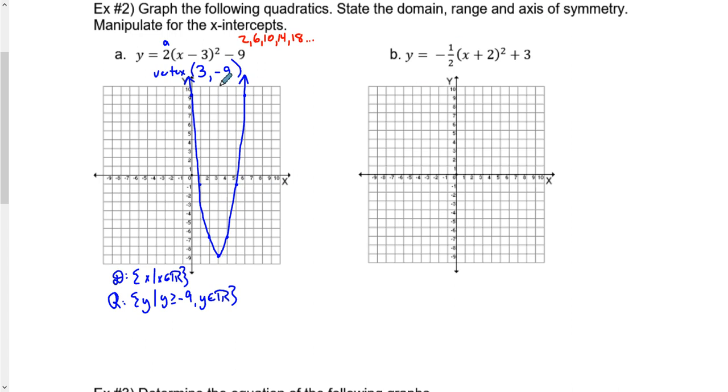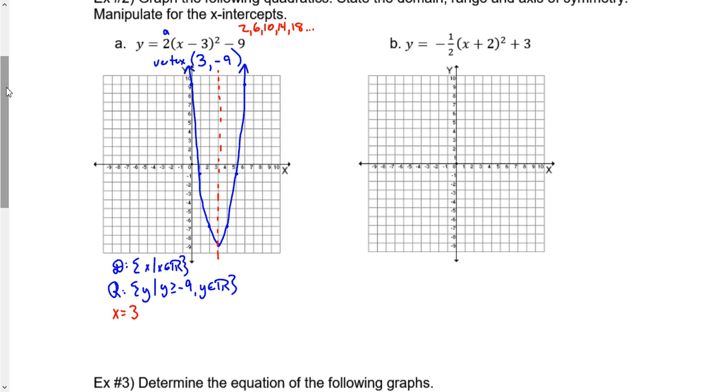Our axis of symmetry, again, is the vertical line that splits a graph right in half, which in this case is x equals 3. Alrighty, so the next part is doing our x-intercepts. Now we're going to do a manipulation for our x-intercepts, because this is a very nice skill to have as well.